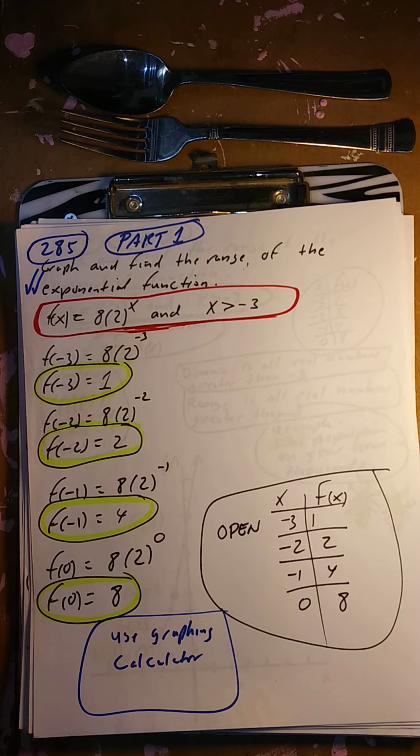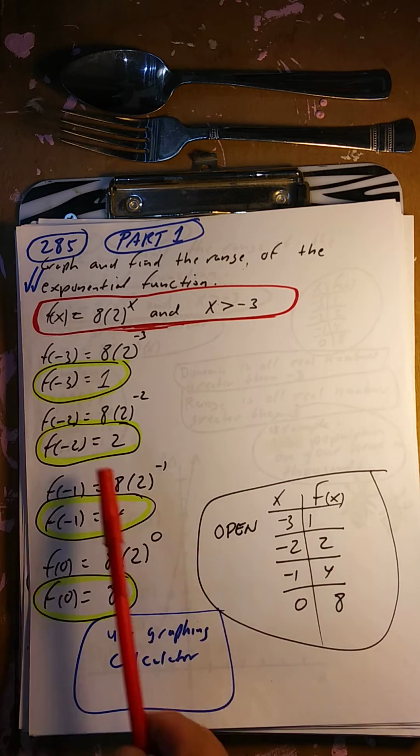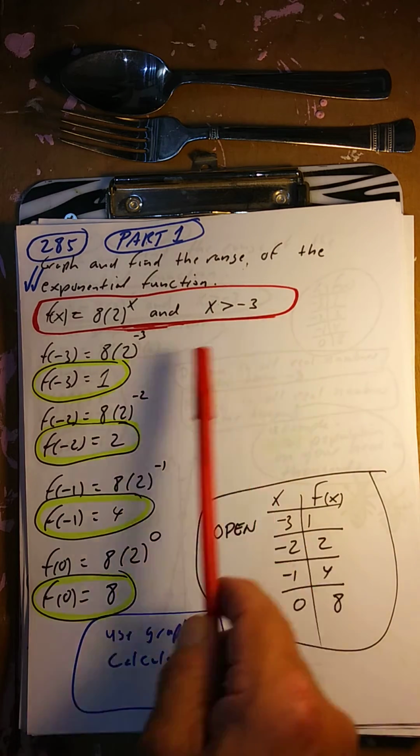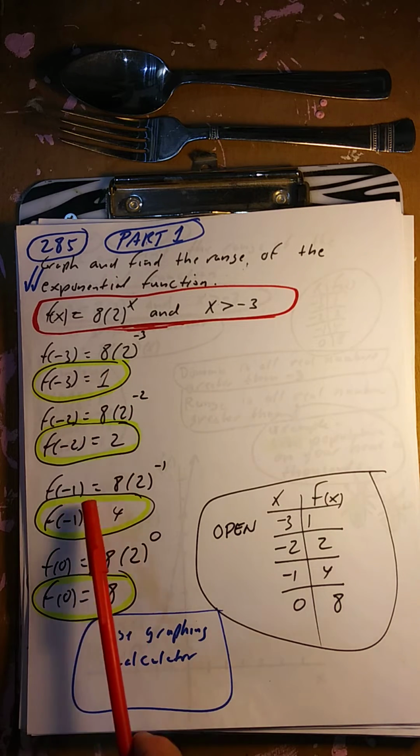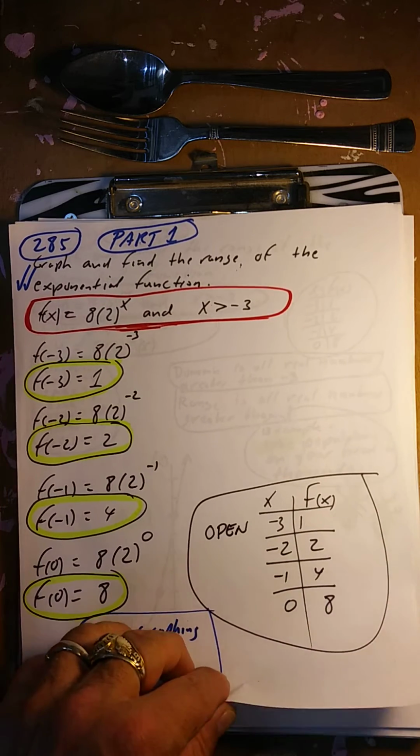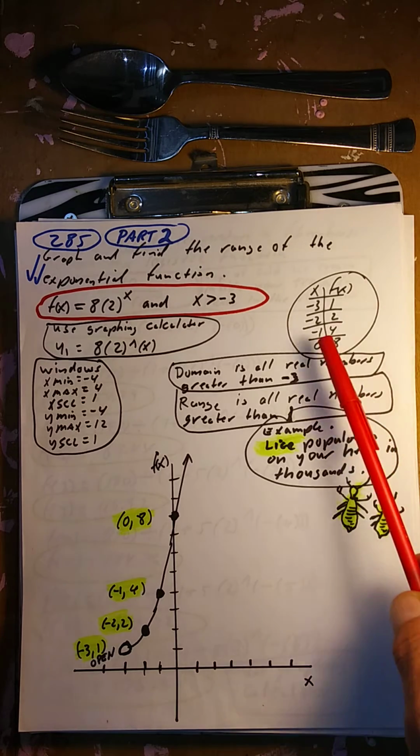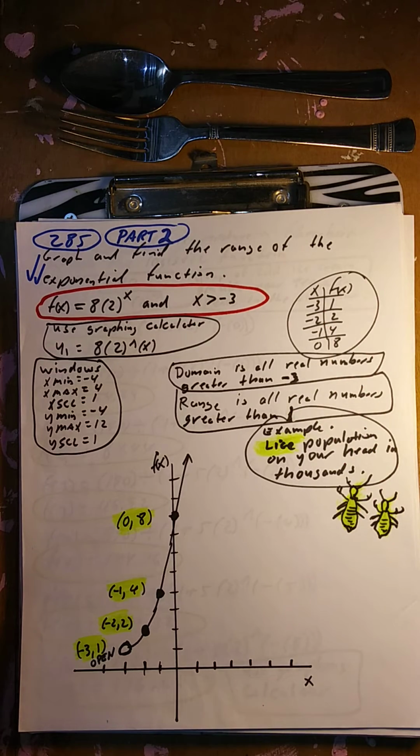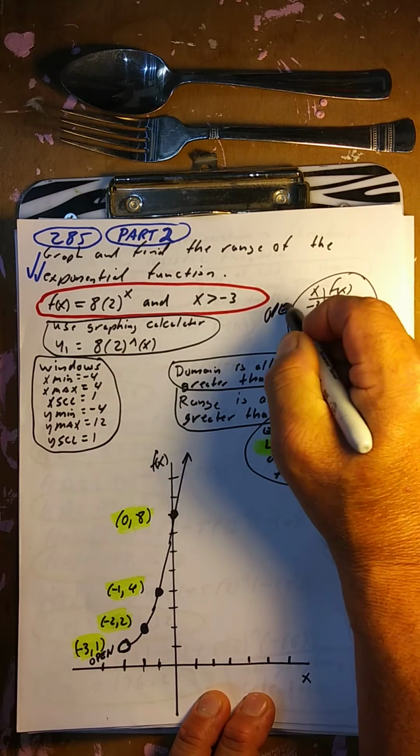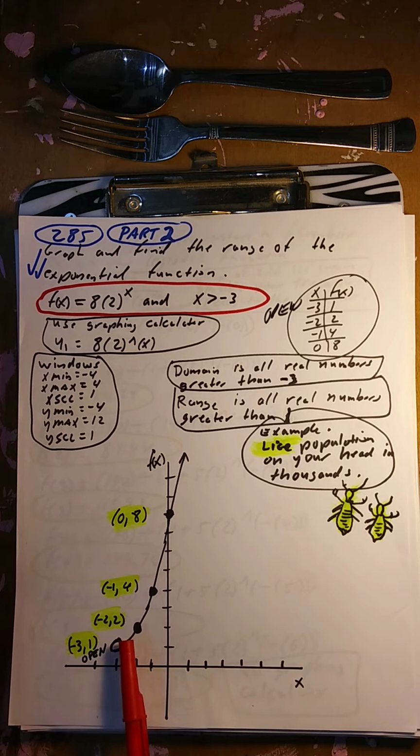Graph this and find the range of the exponential function. F of x is this, and it's greater than -3 only. Put the -3 in there anyway, but remember it's open. So put a -2 in there, put a -1 in there, put a 0. Here's the numbers for the table. Now, once I put those in there, you understand that this is open. So at -3, 1, this is an open circle. Open right here. That means don't include it. So at -3 and 1 right here, open circle.